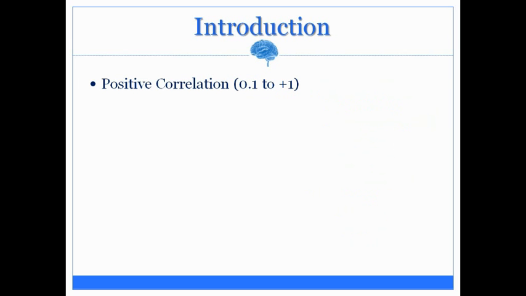A positive correlation is a correlation that has positive correlation coefficients, and the correlation coefficient we're going to discuss in a few slides, so don't get worried if you don't understand that now. For those for whom this is a review, it ranges from 0.1 to essentially +1, which is a perfect correlation, and we'll describe that in the next series of slides.